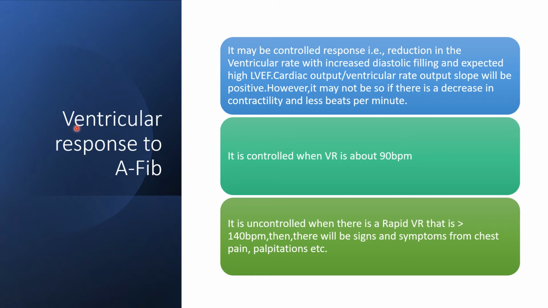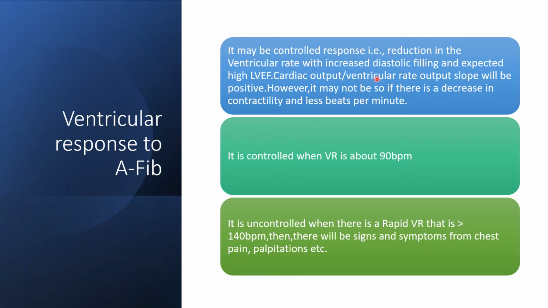In atrial fibrillation, the ventricles will respond. So let's have a look at the ventricular response to atrial fibrillation. The response may be a controlled response, meaning there's reduction in the ventricular rate with increased diastolic filling, and expectedly, the left ventricular ejection fraction will be high. So the cardiac output versus ventricular rate slope will be positive. But that may not be so if we are dealing with a decrease in contractility and the beats per minute is so slow, even with a controlled response.